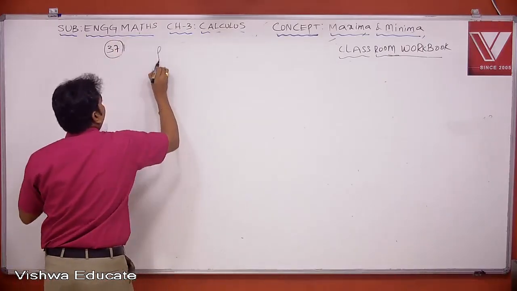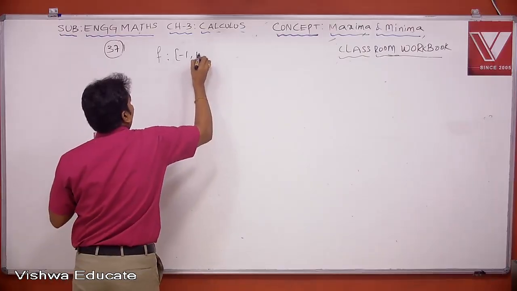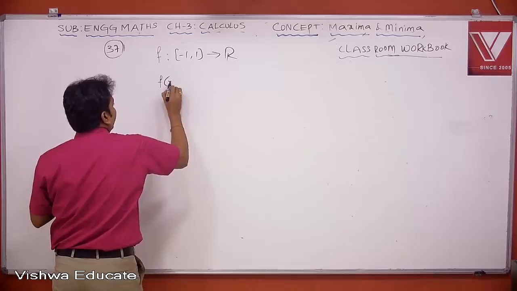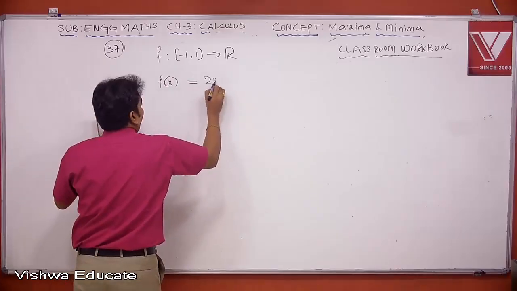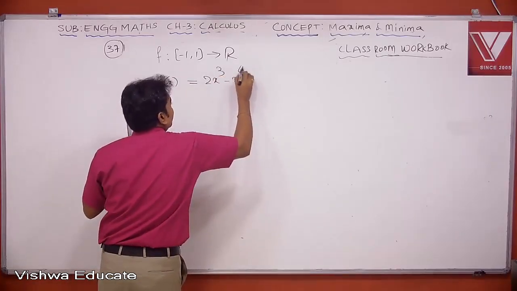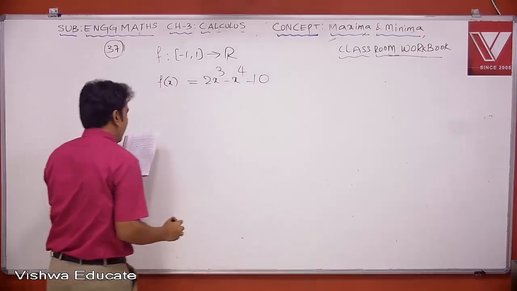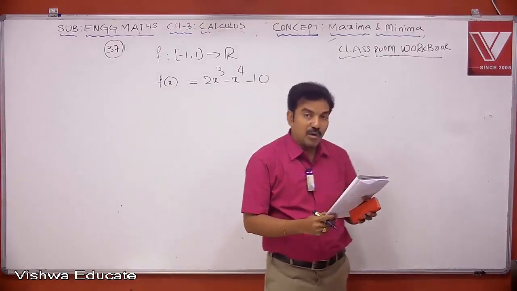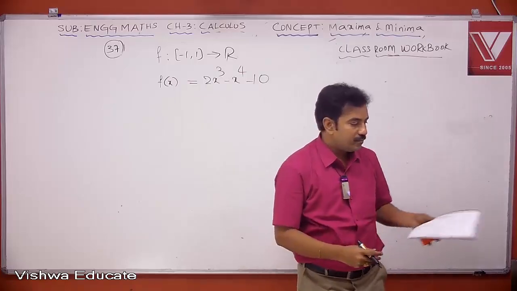We have a function f defined from the closed interval -1 comma 1 to R. This is defined by f of x equal to 2x cube minus x power 4 minus 10. They were asking the minimum value of this function.